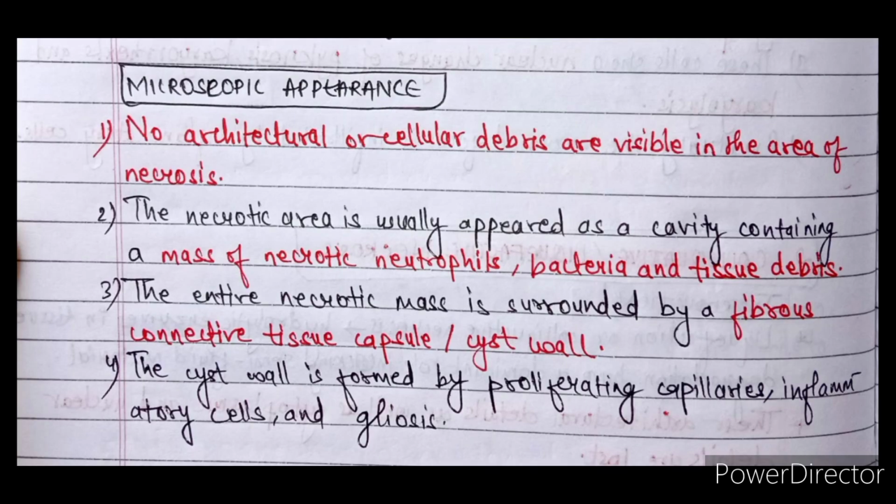Now let's see the microscopic appearance of a liquefactive necrosis. Number one is that no architectural or cellular details are visible in the area of necrosis. The necrotic area usually appears as a cavity containing a mass of necrotic neutrophils, bacteria and tissue debris. Third, the entire necrotic mass is surrounded by a fibrous connective capsule or cyst wall. Fourth, the cyst wall is formed by proliferating capillaries, inflammatory cells and gliosis.